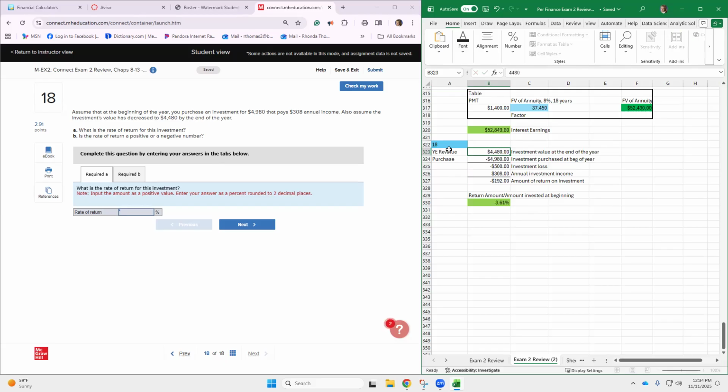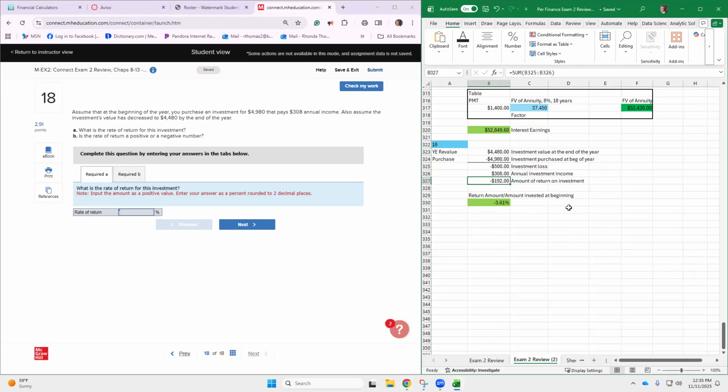So put that on the top. And then when you subtract, you see that you have a loss, right? But then that annual income helped offset some of that loss. So they didn't want to know the total amount of return on investment, but it's actually a negative 192, right? What they want is the rate of return. How do you get your rate of return? You take the return amount, which is right here, and divide by the amount invested.